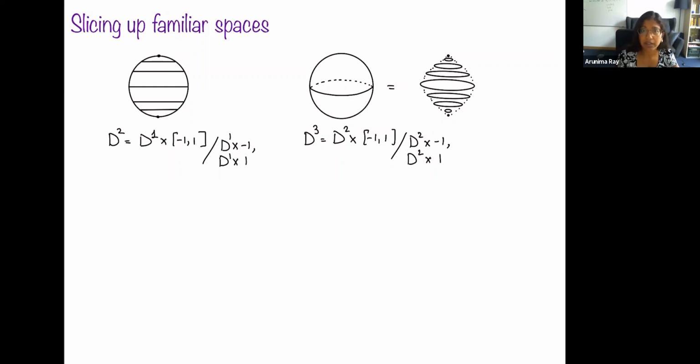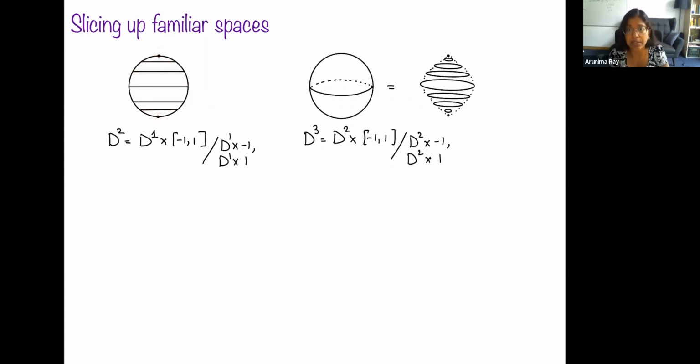First of all, if I look at the disk D2, I see that it's made up of line segments. There's this equatorial line segment in the middle that's a diameter. And then as I move upwards and downwards, I see these littler line segments. So the radius shrinks and shrinks until I get these degenerate things at the top and the bottom, the north and the south.